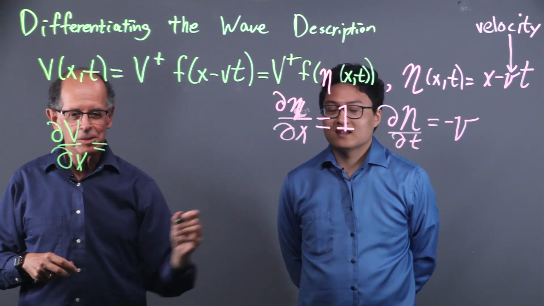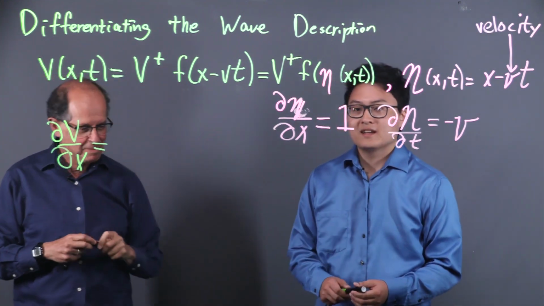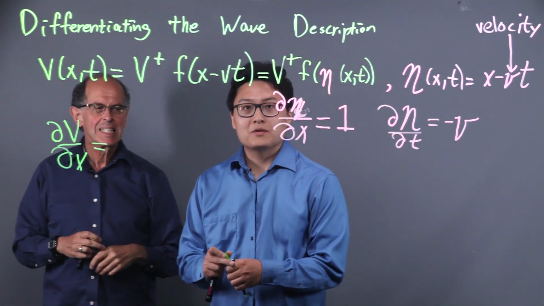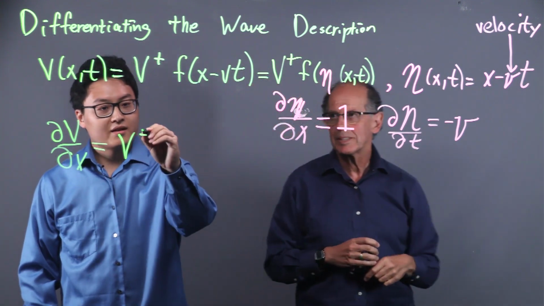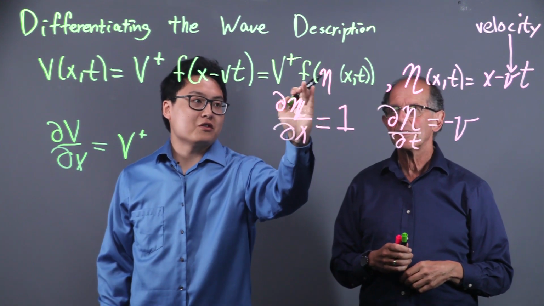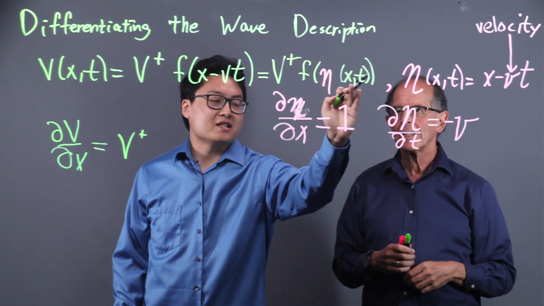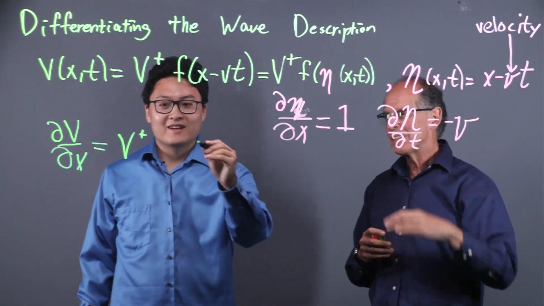You'll have to go underneath, and then we'll have dv dt. So take it away. So, of course, we take the v plus, still. I suppose we have a function of eta of x and t. So we need to do some chain rule. Chain rule, here we go.